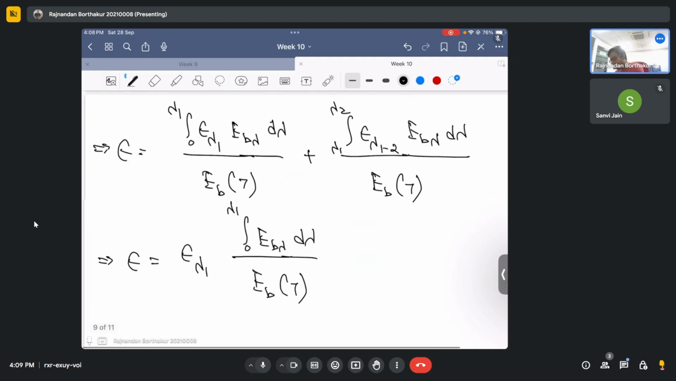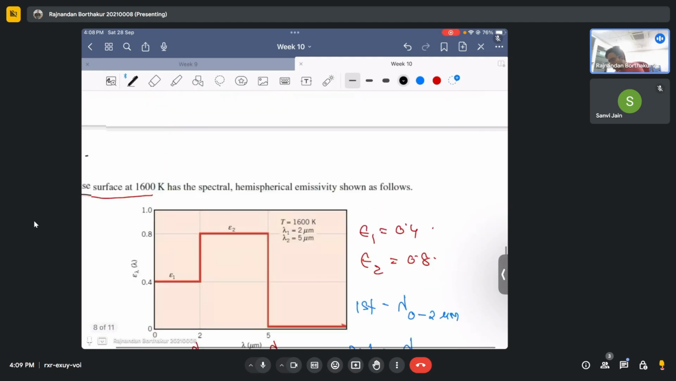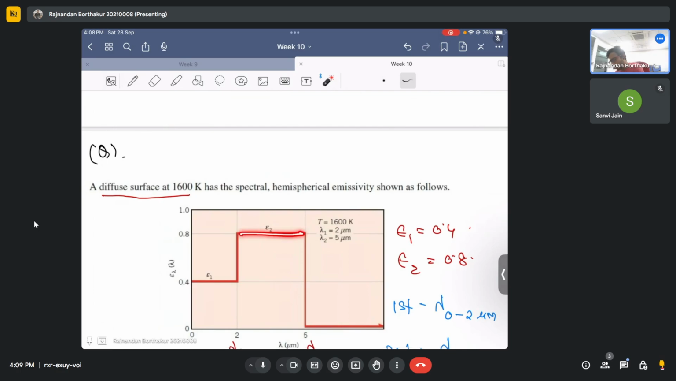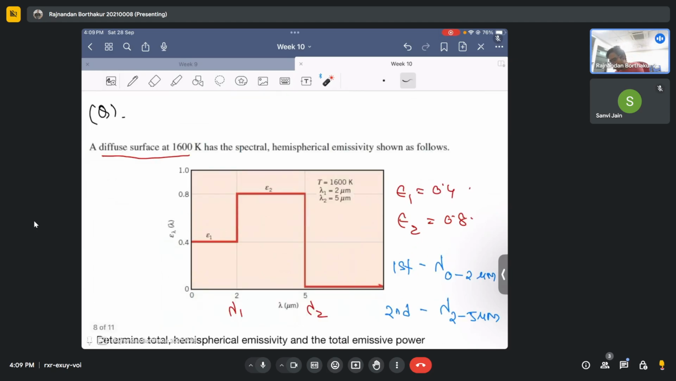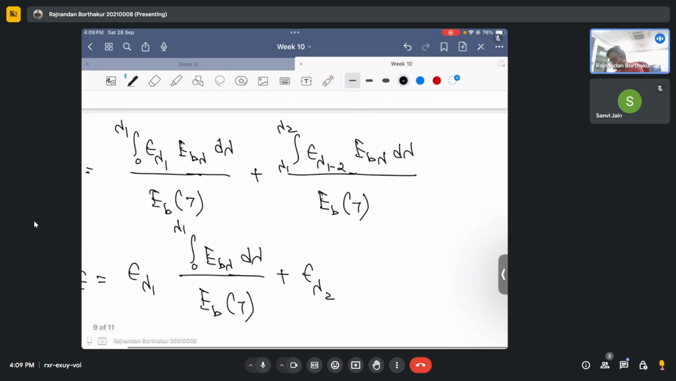And in the same spirit, I can write down the second term as something like this. I can write this as epsilon lambda 2, because in the second term as well the spectral emissivity to be precise is not a function of lambda, it is just a constant when you are in this band from lambda 1 to lambda 2. I hope you are clear with what the question is trying to say. So this becomes epsilon lambda 2 times integral from lambda 1 to lambda 2 EB lambda d lambda by EBT.